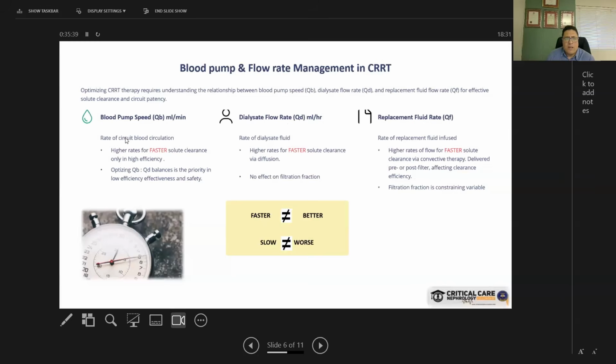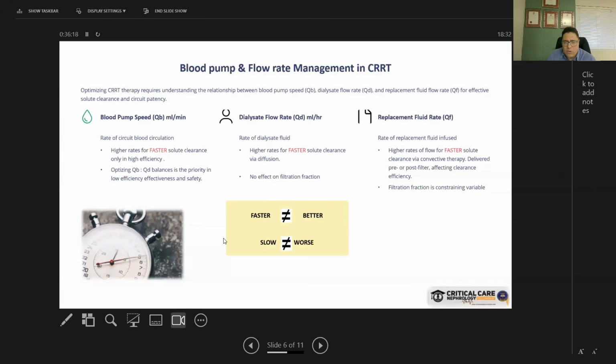The dialysate flow as well, measured typically in mL per hour on CRRT. Higher dialysate flow rates give you faster solute clearance, not necessarily better solute clearance. And this is because you get more diffusion the faster your dialysate flow rates are set. Increasing dialysate rates per se has no effect on filtration fraction. And then replacement fluid is the amount of convection that we offer the patient. Here, once again, higher convection rates or higher replacement fluid rates offer faster solute clearance.